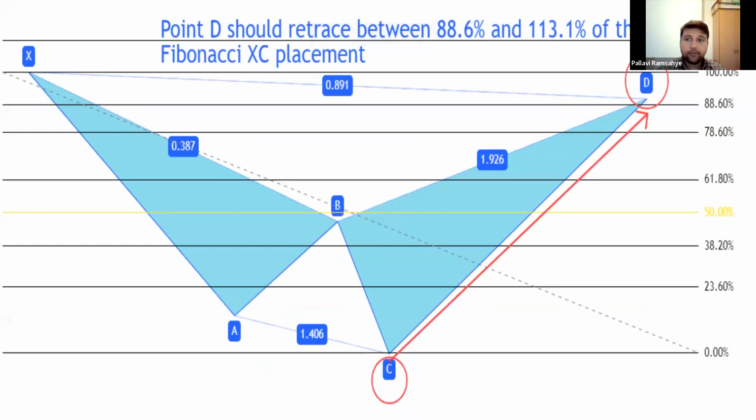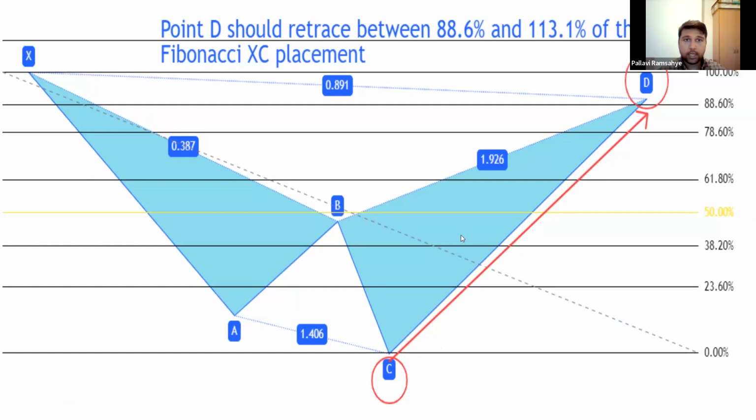The next point we're looking for is the retracement, the D point retracement, okay? So it should retrace between 88.6% and 113.1% of the Fibonacci X to C placement, okay? So that's the original, actually that's not the original. The original was X to A, but instead of placing it from X to A, we are placing it from X all the way down to C here, C point, okay?